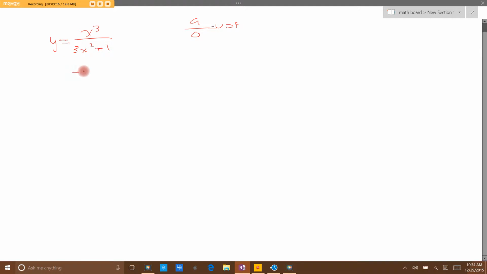Plug in -1, for instance. That's still going to give you a defined value for the function at -1. Let's not worry about the top. Okay, whatever. Yeah, it will actually be -1 cubed over 3 times -1 squared plus 1, right? Now, -1 cubed is always just -1. And then, what do we say here? So that's just going to be 3 plus 1, or -1/4. And that is a definite value. That's okay.